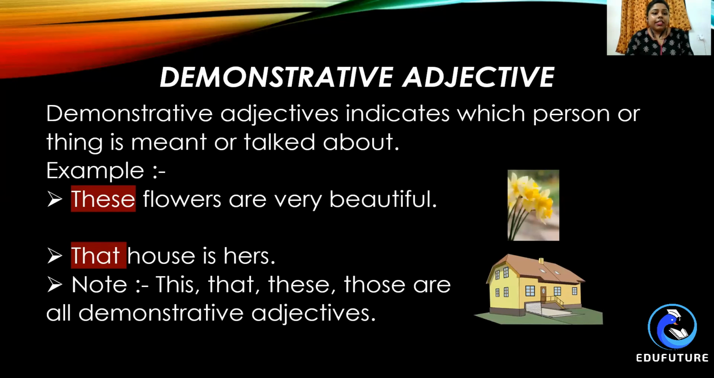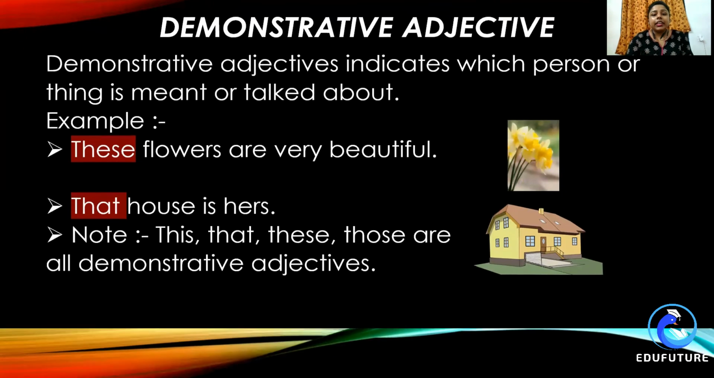Next, the second example, that house is hers. Which house? That house. This means that it is far from us. We can see it. That house is hers. We are pointing towards it and we are talking about it. We are pointing at the house and we are telling that it belongs to her. Similarly, this, that, these, those are all demonstrative adjectives.